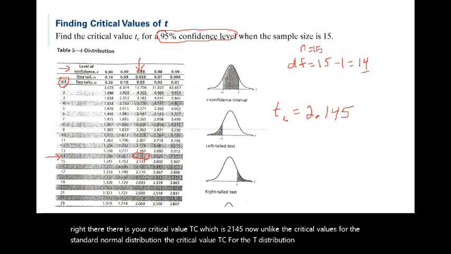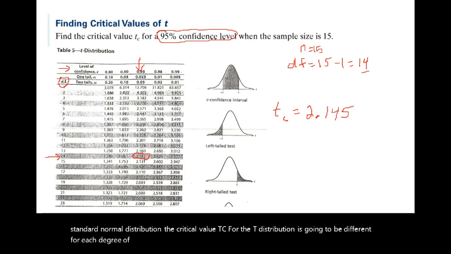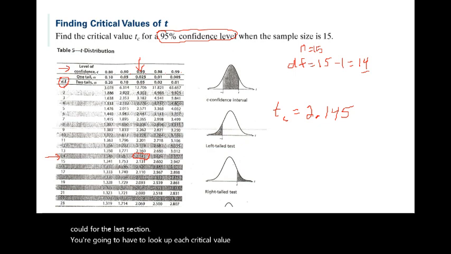Now, unlike the critical values for the standard normal distribution, the critical value t_c for the t-distribution is going to be different for each degree of freedom. So you're not going to be recycling critical values like you sort of could for the last section. You're going to have to look up each critical value individually for every single degree of freedom and every single level of confidence.